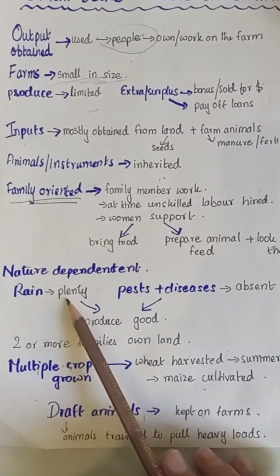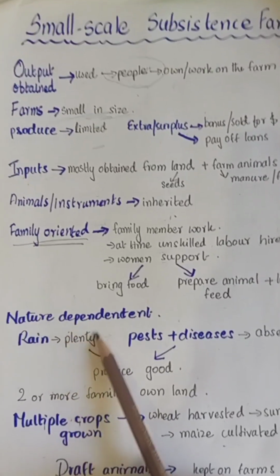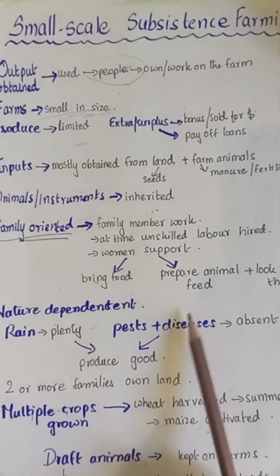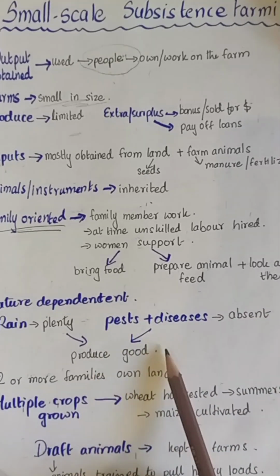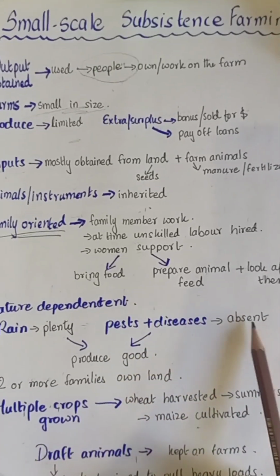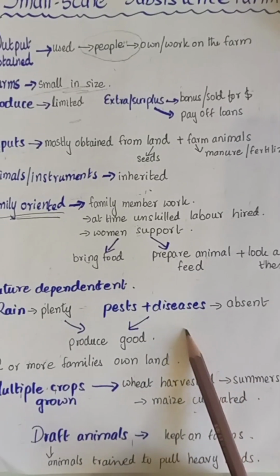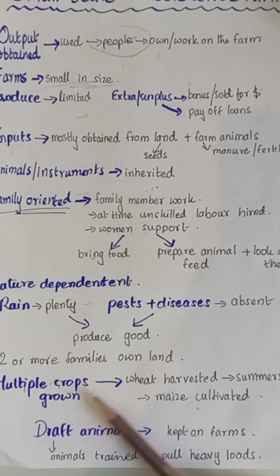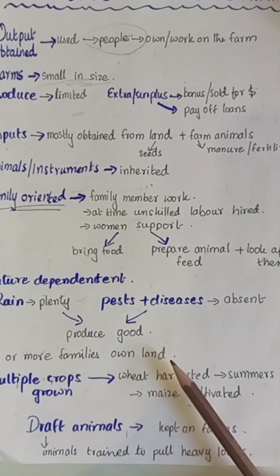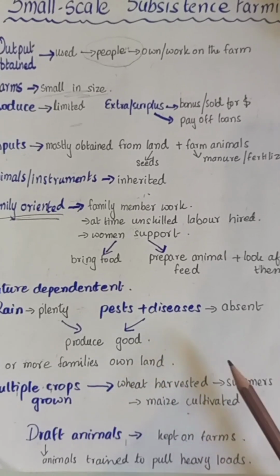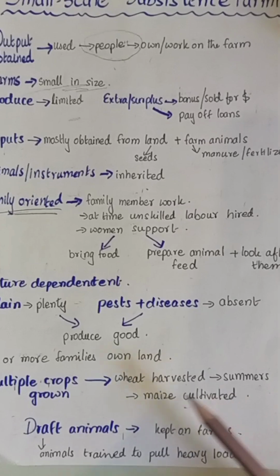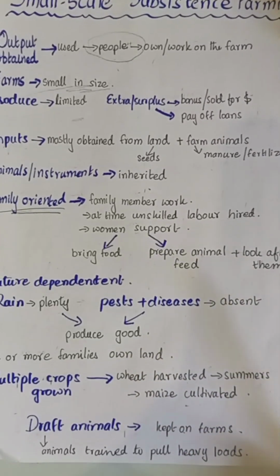Then if you talk about water, they're completely dependent upon nature. If the rain is plentiful, the produce is good. If there are no pests and diseases, then the produce is good, meaning they don't use any pesticides or insecticides or chemicals. Then mostly they grow multiple crops on the land, meaning if they have cultivated wheat, when the wheat is harvested in summers, then they prepare the land for cultivating another crop. It could be maize or any other crop, right?